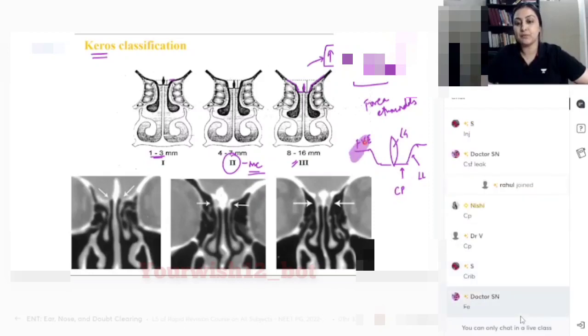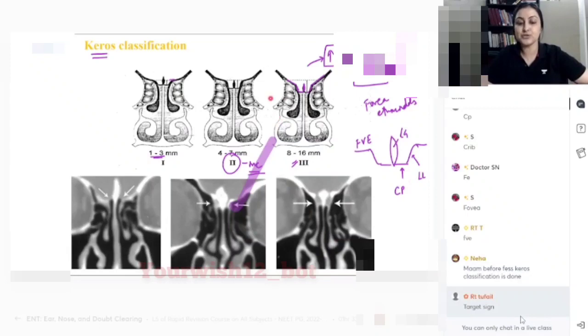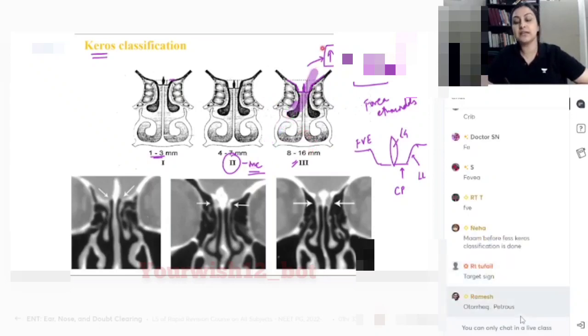Most common site of traumatic CSF rhinorrhea is what? It is fovea ethmoidalis, right? So in trauma it will be here, in normal it is the cribriform plate. Okay, so this is what to do. Before doing FES, a CT PNS is always done. In this CT PNS we tell them everything: what the variants are, how the anatomy is, what the Keros is, so that they know what they are dealing with.